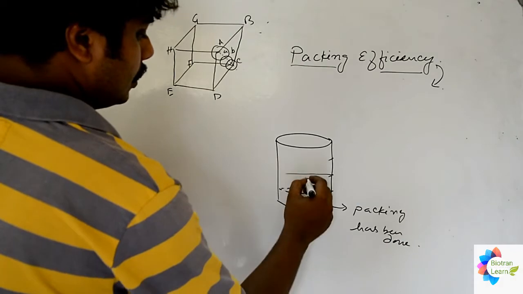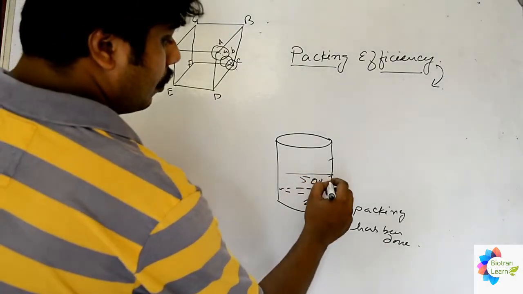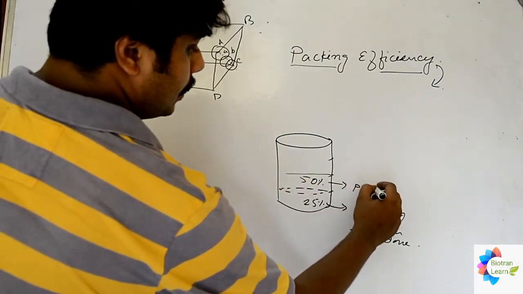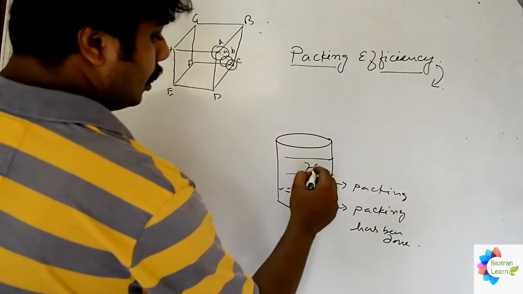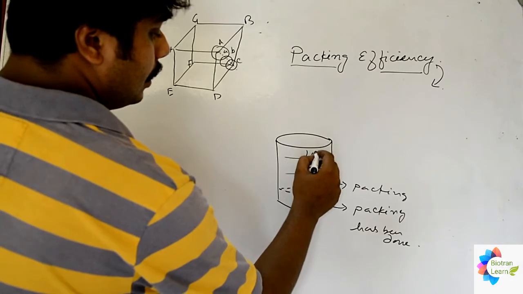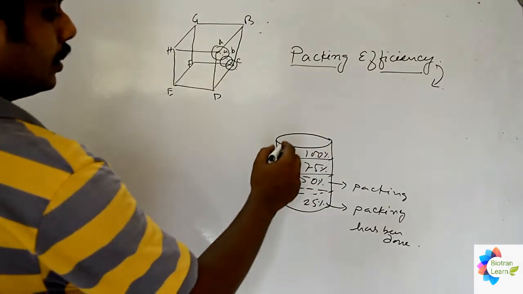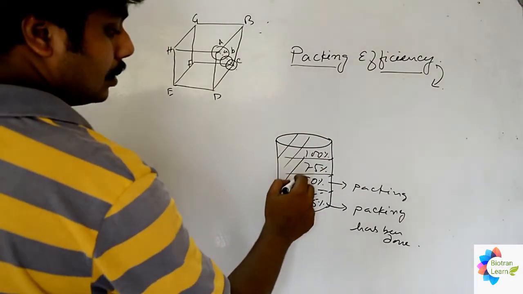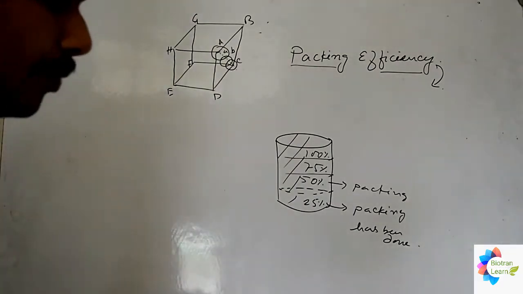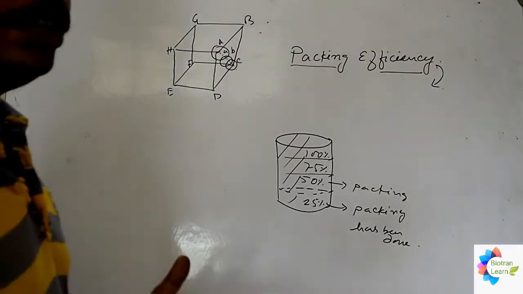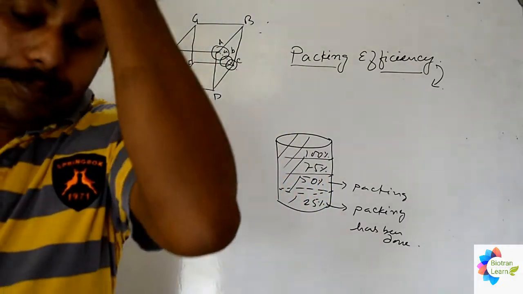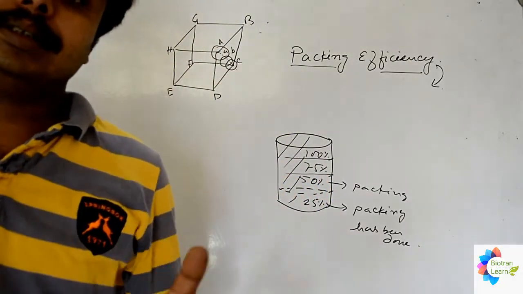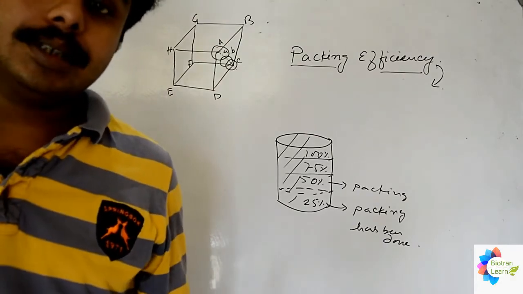In this particular section we can say the 40%, 50% packing has been done. In this case it will be 75%, and in this case it will be 100% if the total glass is full, right? So in case of a particular atom, we need to understand how a particular atom, ion or a particular molecule is arranged in a cubic crystal system.